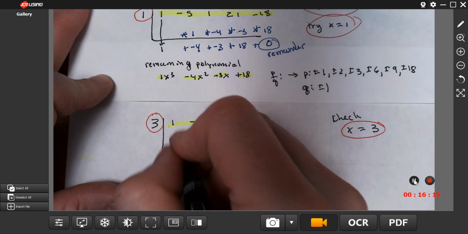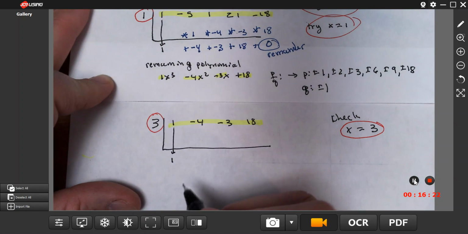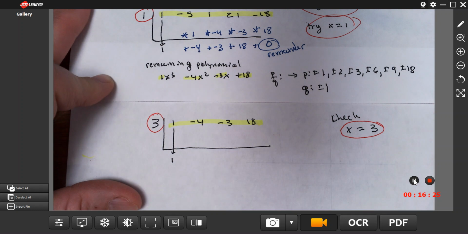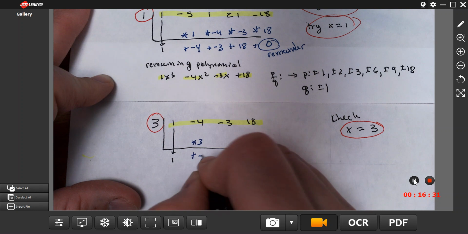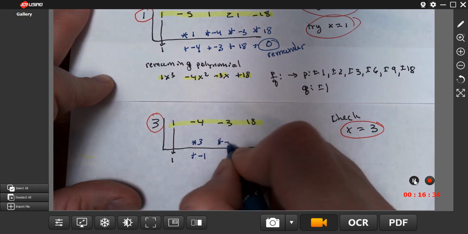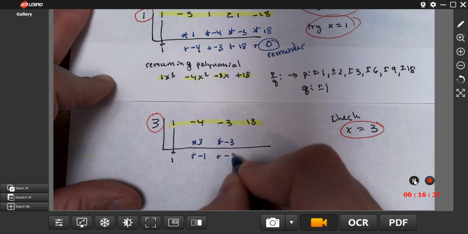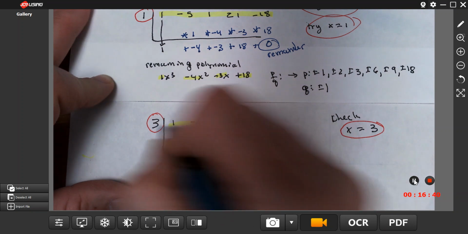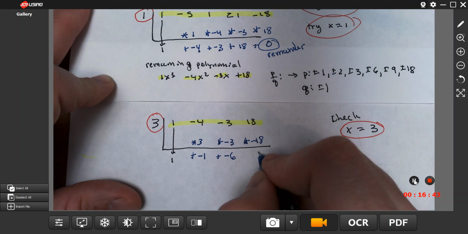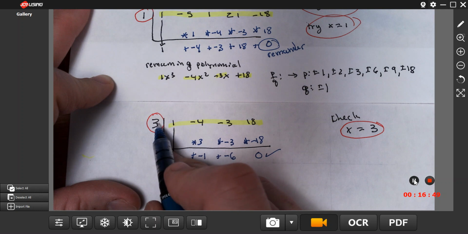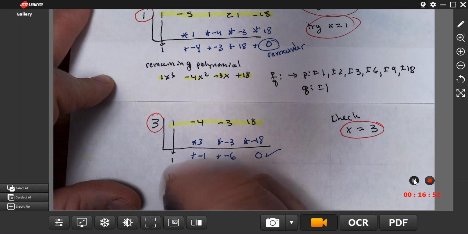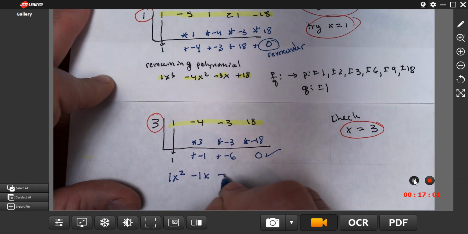And now I bring down the first coefficient, and I do 1 times 3, so multiply, that gives me 3, add -4 and 3, that gives me -1, multiply -1 times 3, and that gives me -3, add -3 and -3, that gives me -6, multiply -6 times 3, and that gives me -18, add, and that gives me 0. Yay, it worked! So that means my remaining polynomial after I divide out the 3 or factor out the x minus 3 is 1x squared minus 1x minus 6. Now this was cubic, so this is going to be quadratic.